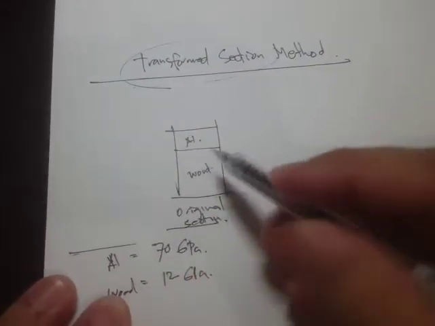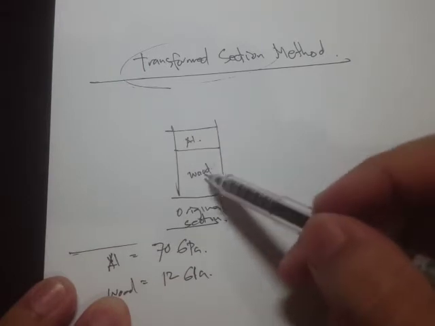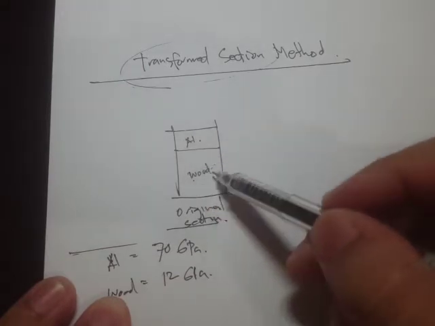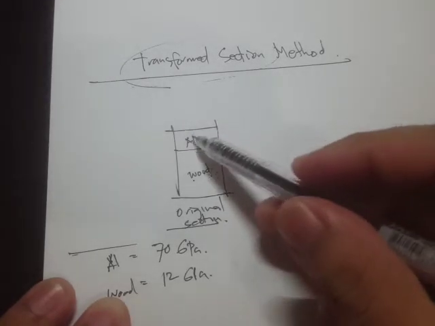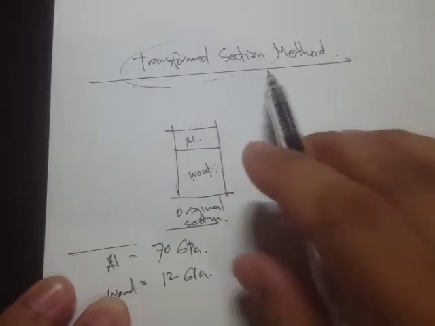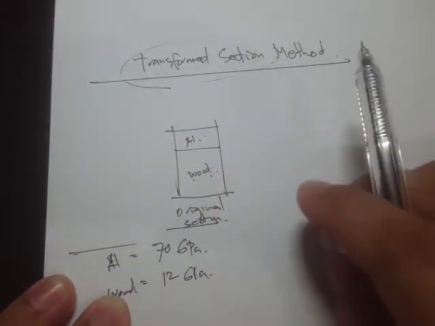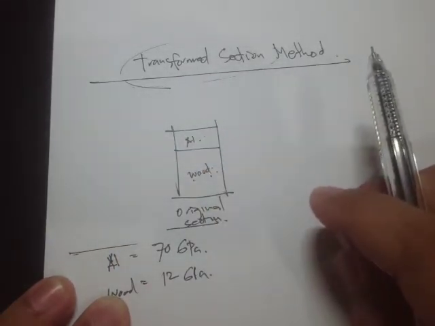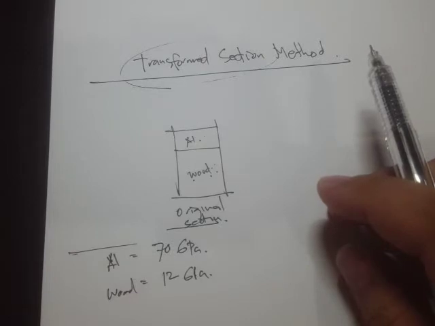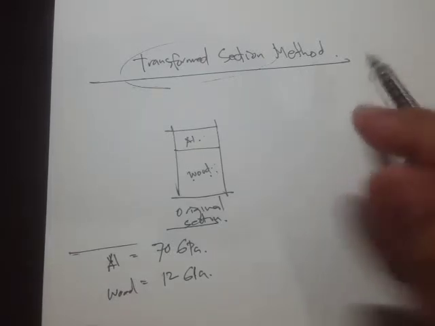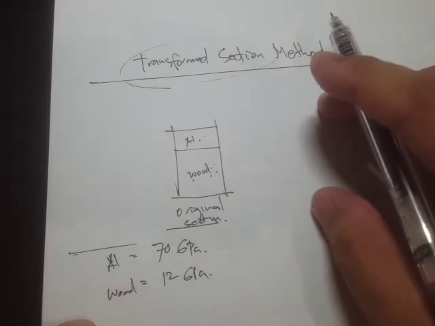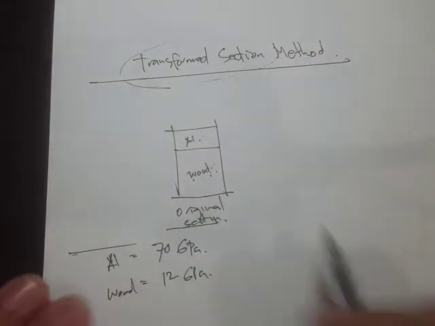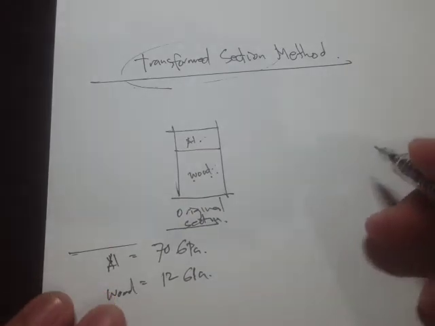Now, when we use the transform section method, we are either transforming the wood into aluminum, or we can transform the aluminum to wood. In that way, we can analyze that transformed section the same way we analyze homogeneous beams, because technically it becomes homogeneous. So that's how the transform section method works.